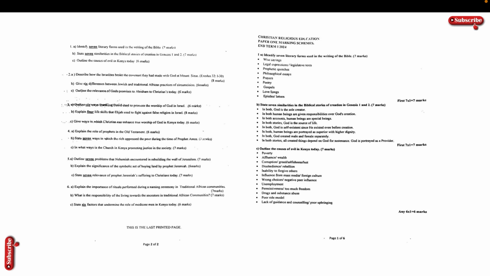Question 1b, state 7 similarities in the biblical stories of creation in Genesis chapter 1 and 2. 7 similarities in the biblical stories of creation. There's someone who wrote the differences. I did not understand. Similarities, how are they alike? So you should start all your answers with "in both".